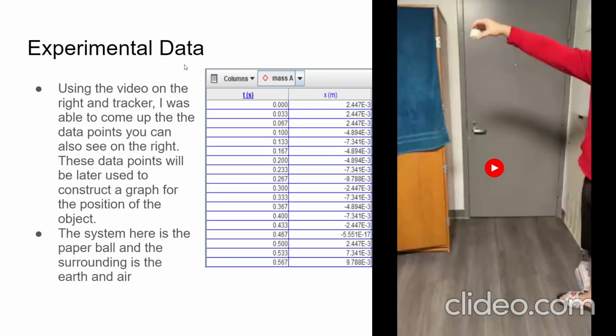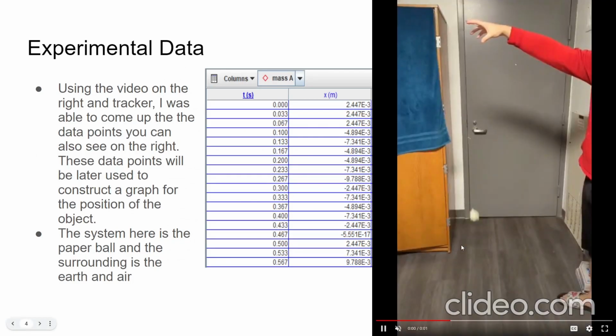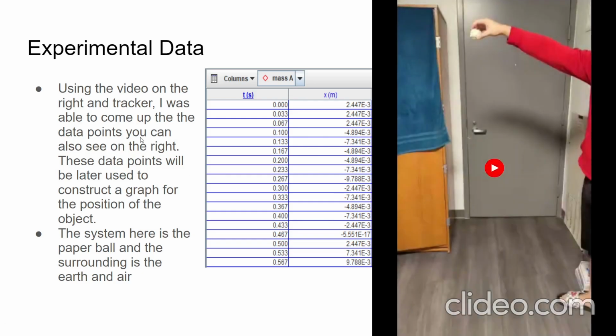For the experimental data, I used this video right here on the right, just a paper ball falling. Using the video on the right and the tracker, I was able to come up with the data points you can also see on the right here. These data points will be later used to construct a graph for the position of the object and the velocity. The system here is the paper ball, and the surroundings are the earth and air.